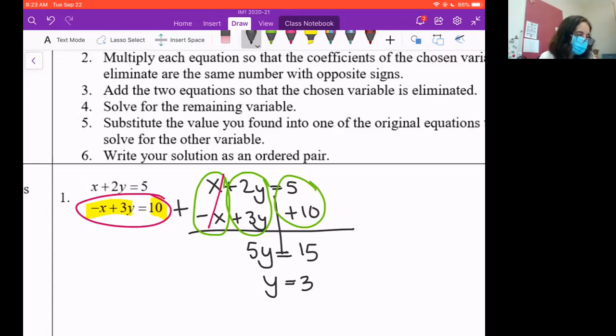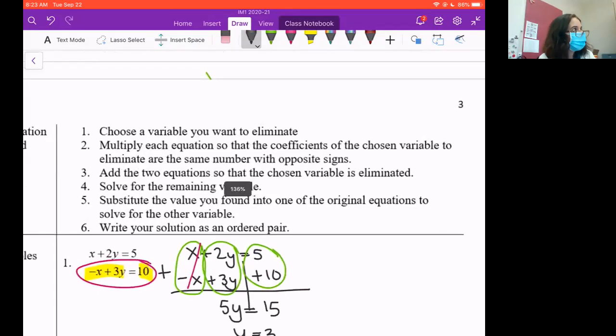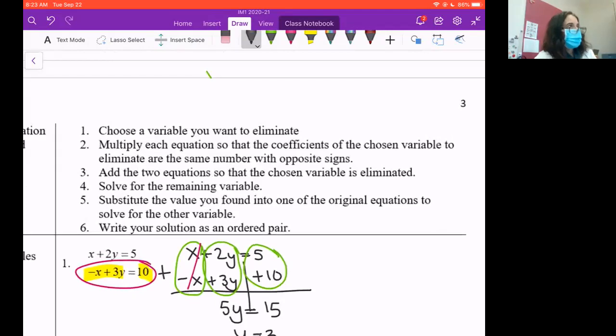So if you take a look at what we did, we basically did these first few steps. Choose a variable that you want to eliminate. Well, I didn't necessarily choose. It was just the easy variable to eliminate was x. Step 2, we don't have to do that most of the time. So we didn't do step 2, but we did do step 3. I added the two equations together and eliminated a variable. Step 4, I solved for the remaining variable. I got y equals 3.